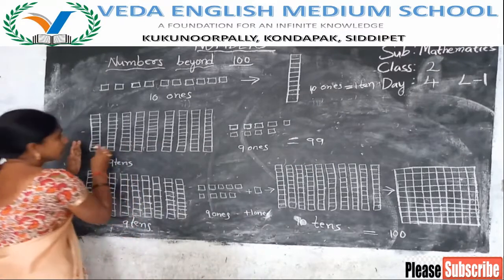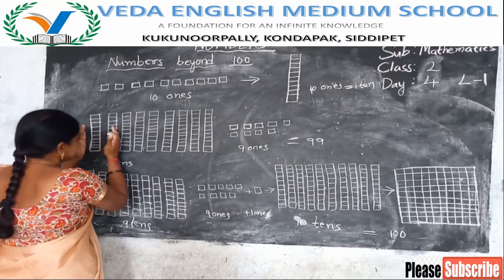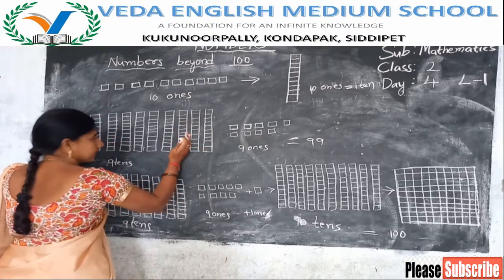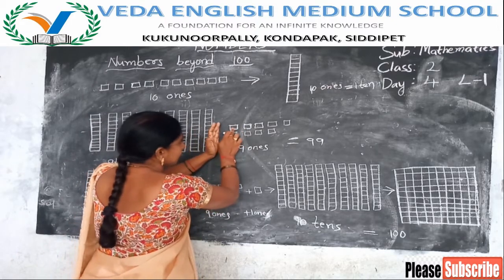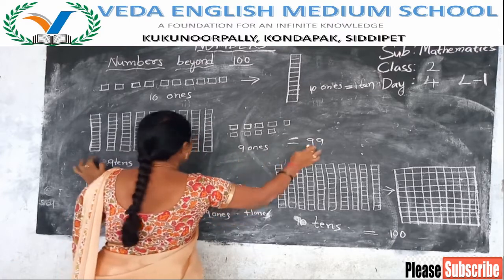Like that, given 9 sheets. Each sheet contains 10. 2 sheets contain 20. Like that 9 sheets contain 90. That means 90. Here 9. Each box contains 1. 9 boxes. So 9. Totally here 99.